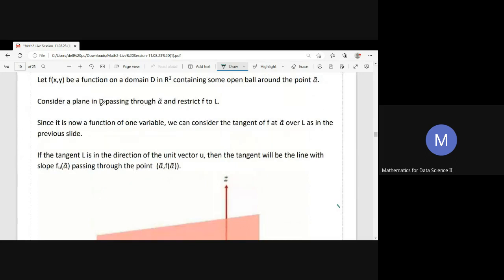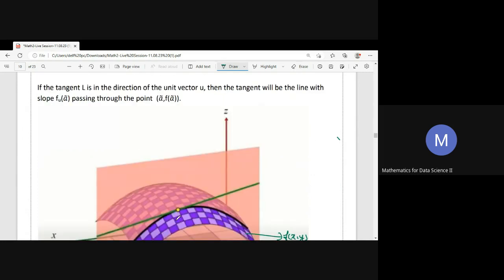Now consider a plane in D passing through A tilde and restrict f to L. So this is the plane. This yellow point is your A tilde. Maybe I use a different color.